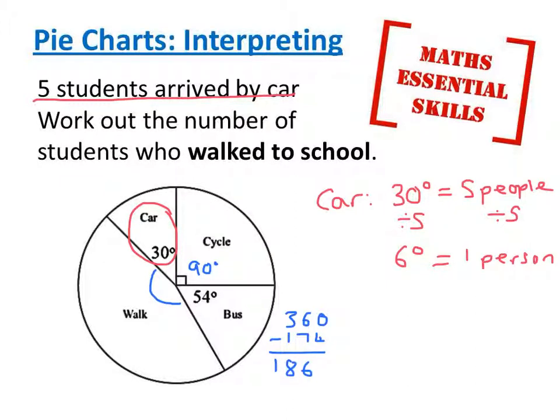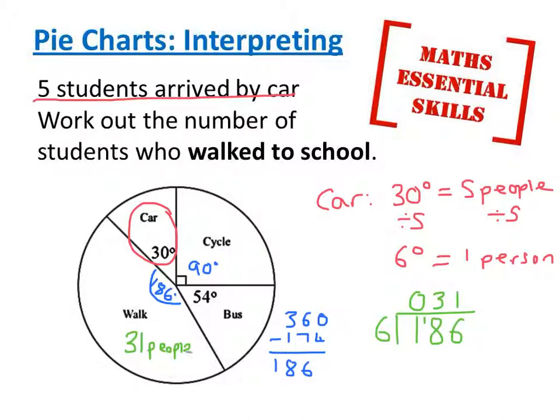Now I can clearly see that this is not to scale because 186 would be greater than the sector that's presented, but again that's something to watch out for in these questions. So if one person equals 6 degrees, I want to know how many 6s go into 186, so I'll now do my division. 186 divided by 6. 6s into 1 don't go. 6s into 18 go 3, and 6s into 6 go 1. This sector has got 31 people.